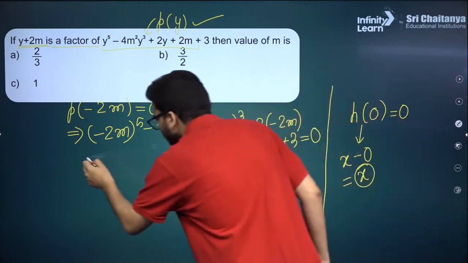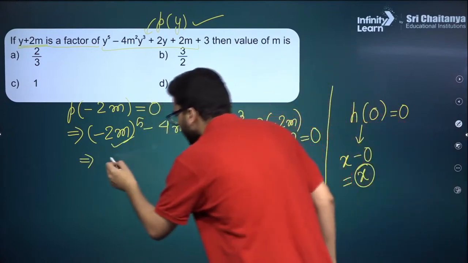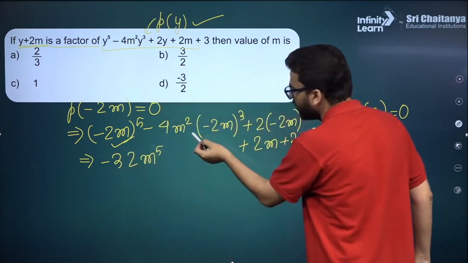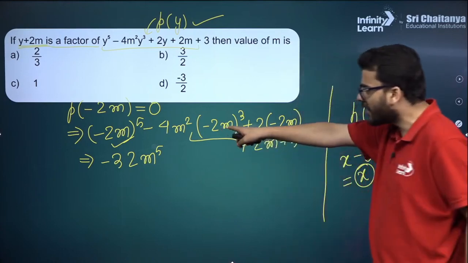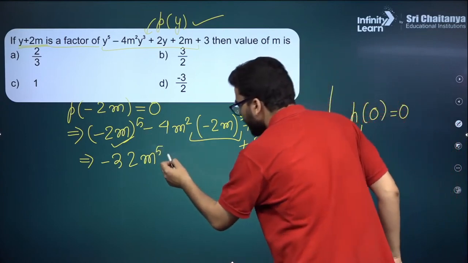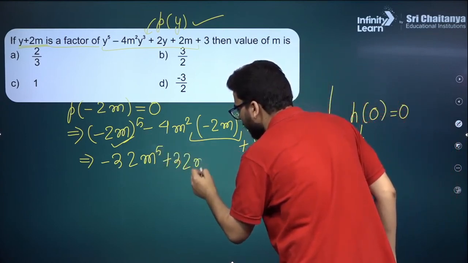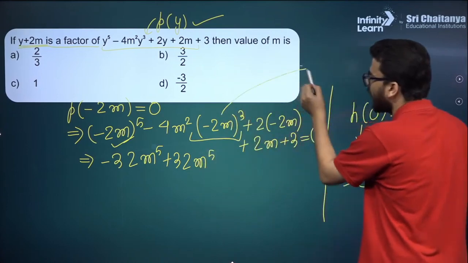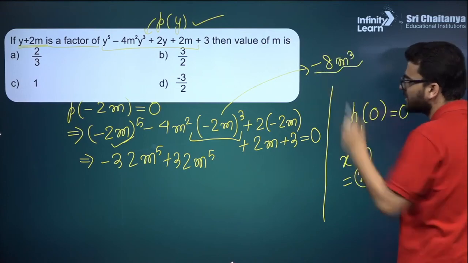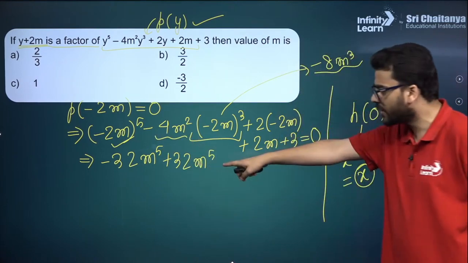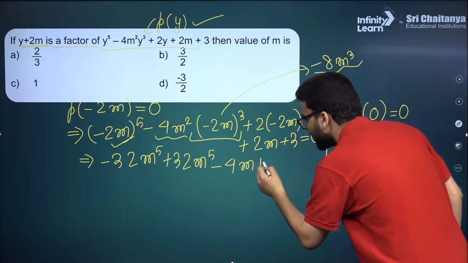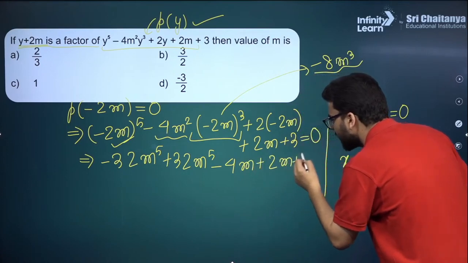So let's do it. Now this is (minus 2m) raised to the power 5. If you simplify, you will get minus 32m raised to the power 5. And you see this will be (minus 8m) raised to the power 3. If you simplify this, you will get plus 32m raised to the power 5. I hope that is clear, because you see this part will give you minus 8m cube. Now if you multiply minus 8m cube and minus 4m square, you will get plus 32m raised to the power 5. And this is minus 4m plus 2m plus 3, that is equal to 0.